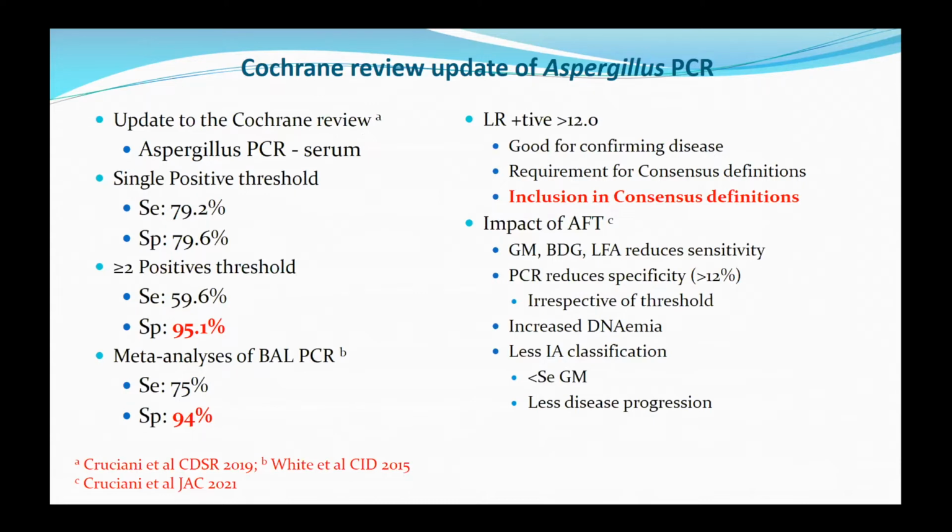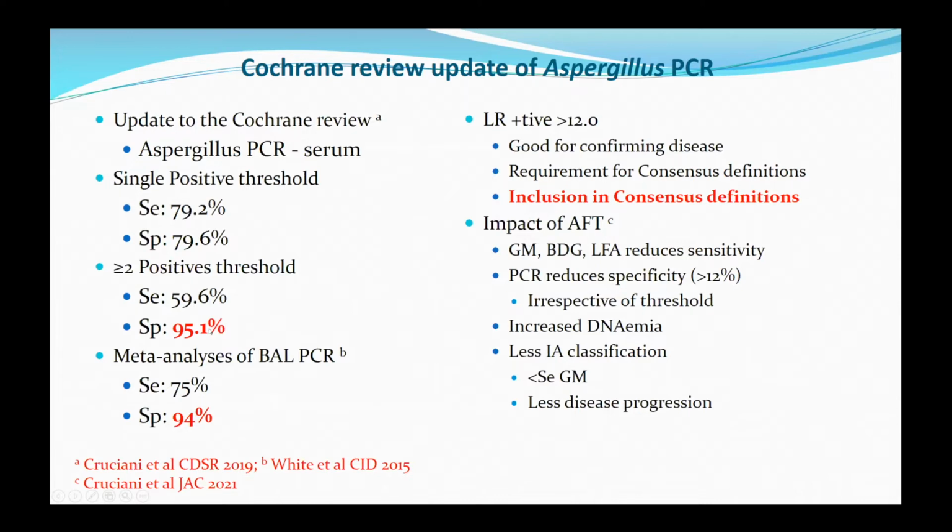Recently, the Cochrane review into Aspergillus PCR has been updated when testing whole blood or serum. Basically, what we found is that a single positive threshold maintains sensitivity and specificity around the 80% mark, again comparable to galactomannan for the diagnosis of Aspergillus when testing blood-based specimens. But more so, when you required 2 positive samples, the specificity increased significantly to 95%.